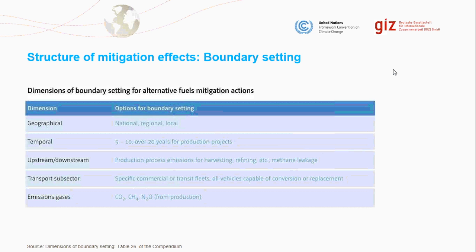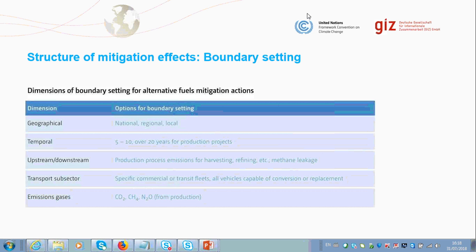The temporal boundary usually is 5 to 10 years, but could also be longer, and it's important to include the upstream emissions of fuel production, as this is one of the key aspects with alternative fuels. Here we have to be careful to choose the boundaries right. If we would not include upstream emissions here, the impacts would be assumed much higher. For the transport subsector, it could be basically everything. It could be transit fleets, like public transport, or freight transport or different kinds of issues, so it's rather flexible. And of course, if you look at the greenhouse gases, it's CO2 as the main greenhouse gas from the transport sector, but also methane and nitrous oxide.